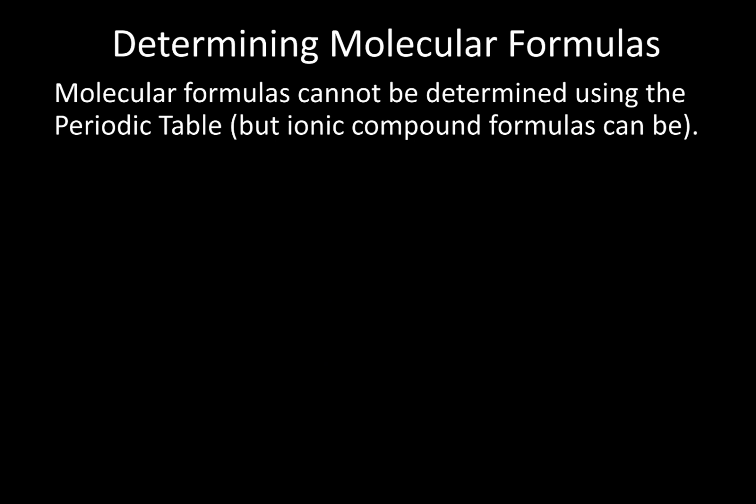First thing to note, when you're determining molecular formulas, you may remember when you were doing this for ionic compounds, as long as you know the charge on the ion, and you can determine this in a lot of cases, at least for main group elements from the periodic table, knowing the charges helps you to determine the actual formula for the ionic compound. For covalently bonded compounds, molecular formulas cannot be determined using the periodic table. So they have to be determined a different way.